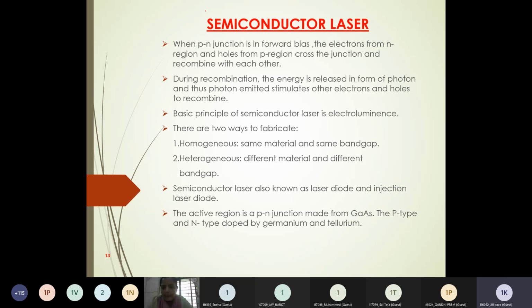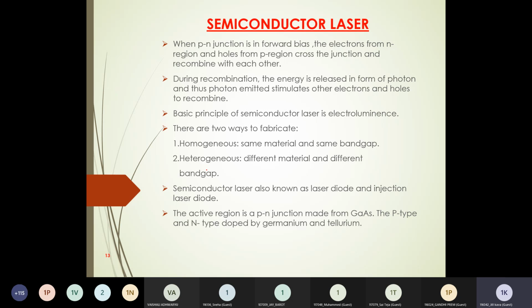Yes, ma'am. So next we are learning the semiconductor laser. In a semiconductor laser, there is a PN junction which is in forward bias, and the electrons are present in the N region and holes are present in the P region, and they recombine with each other. During recombination, the energy is released in the form of a photon.